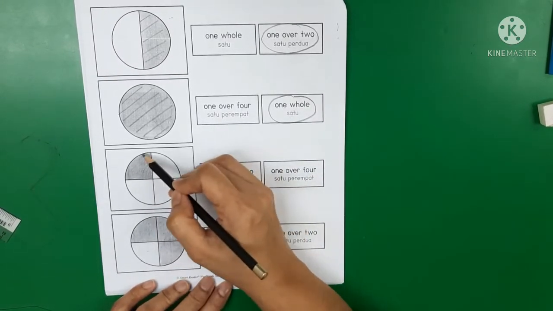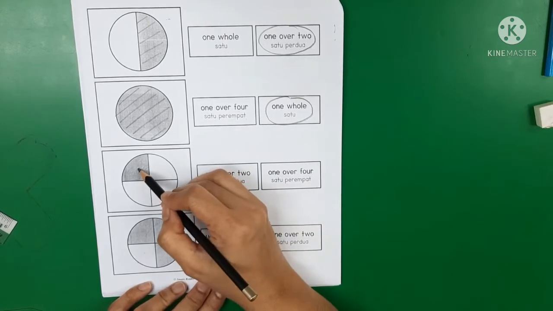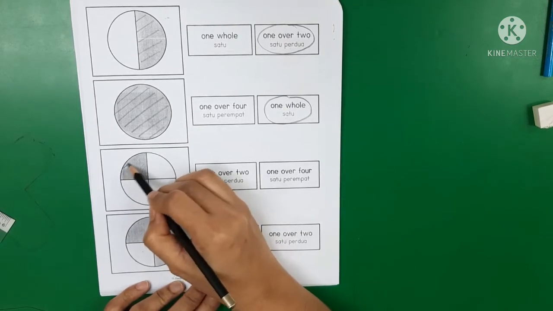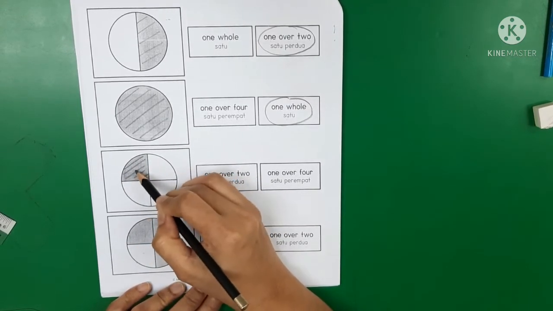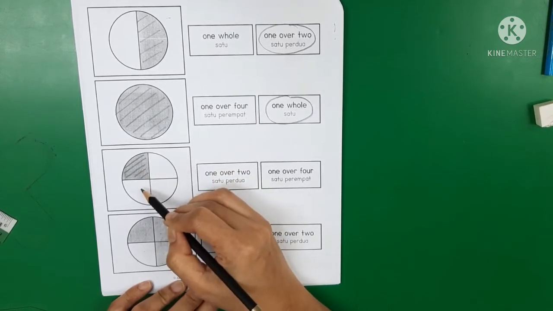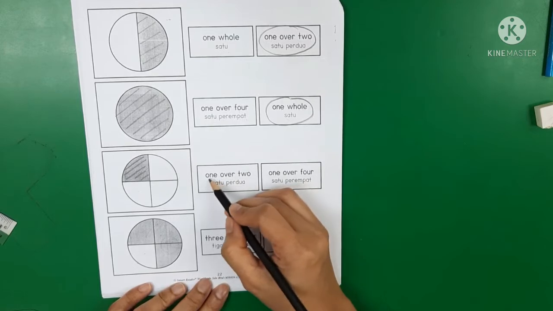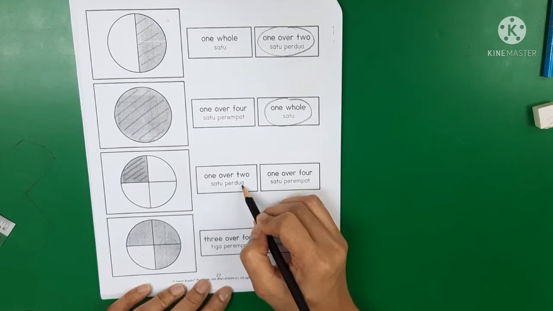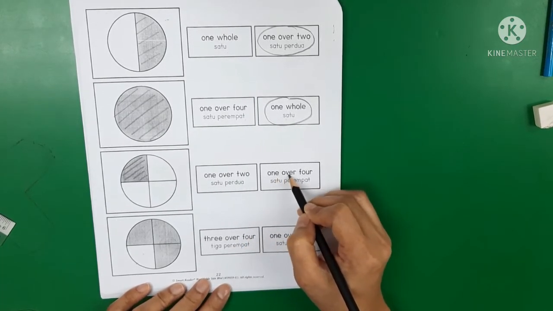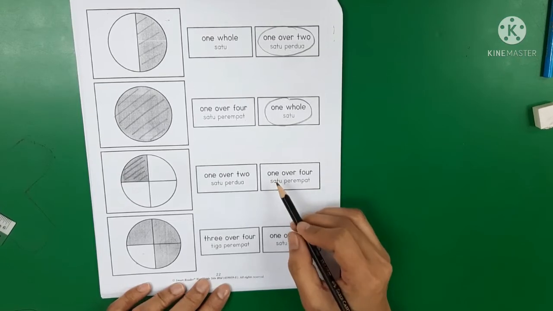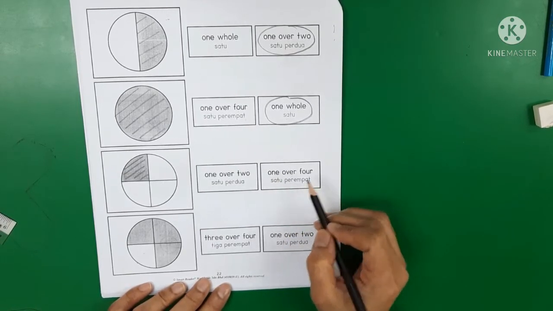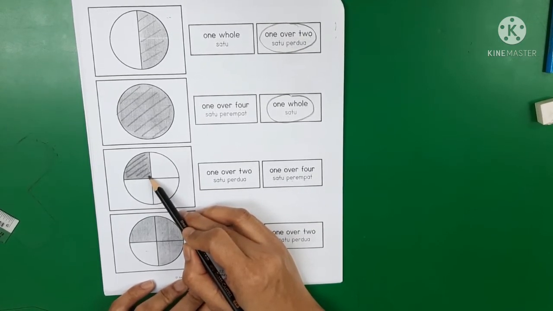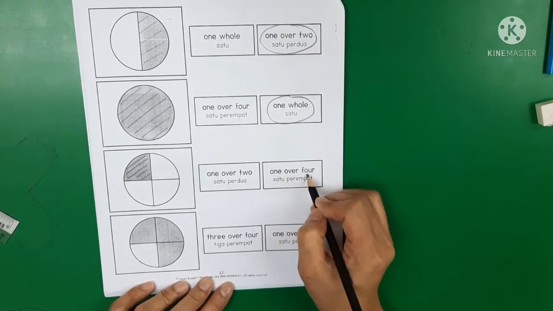Next. Look at the diagram here. How many equal parts do we have? 1, 2, 3, 4. 4 equal parts. And this shaded area over here is 1 over 4. Look at the words given here. 1 over 2. In Bahasa Malaysia, 1/2. The next one is 1 over 4. In Bahasa Malaysia, 1/4. What is this shaded area again? 1 over 4. Good job. The answer is 1 over 4.